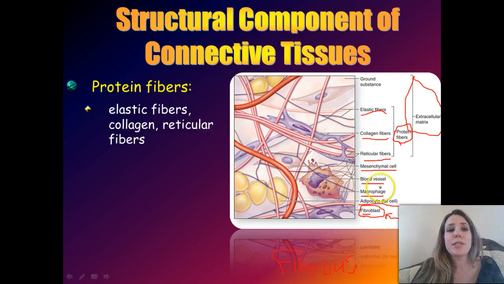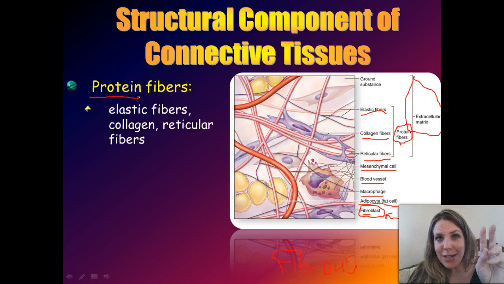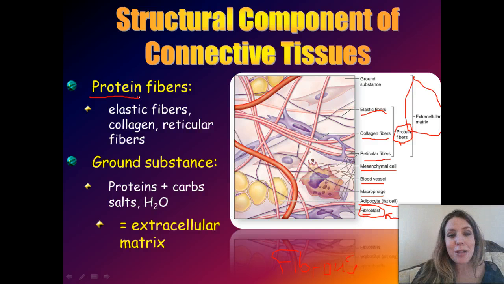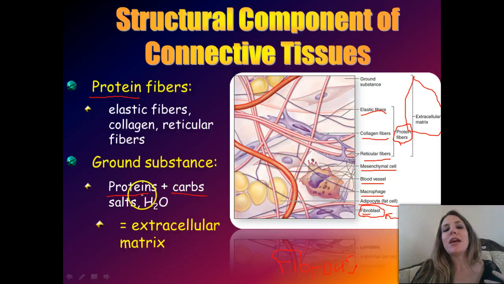Okay, so just to summarize again, we have our protein fibers. These are elastic fibers, collagen fibers, and reticular fibers. So say that with me, elastic, collagen, and reticular. You have your ground substance, which is made up of compounds. So we got proteins in there, we got complex carbohydrates in there, you have fluid like water, of course, and you also have some salts in there. So this ground substance with our protein fibers creates our extracellular matrix.